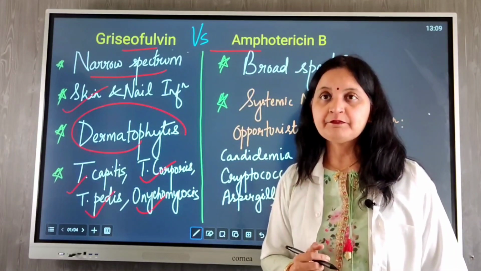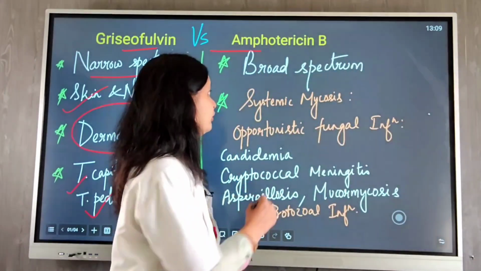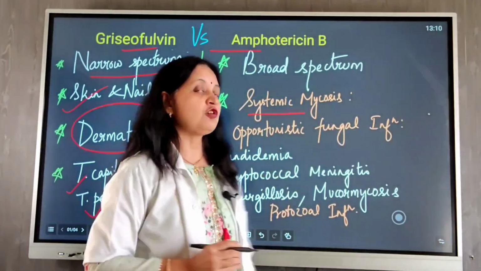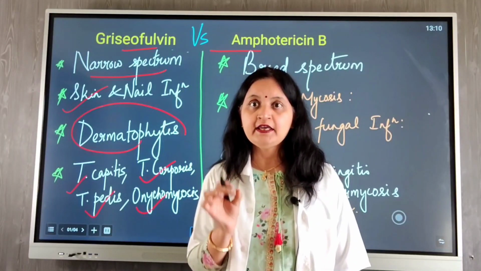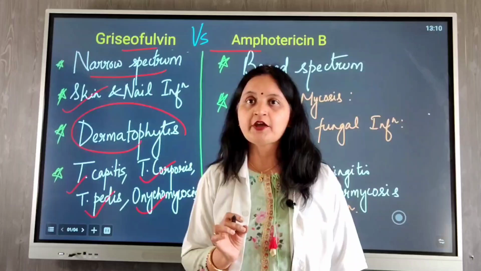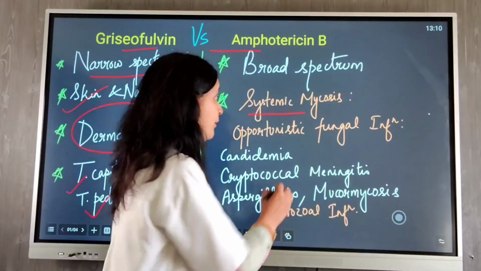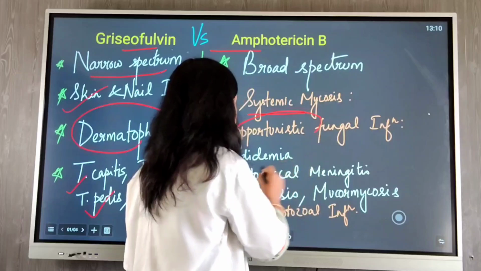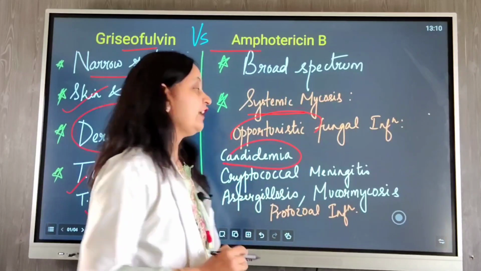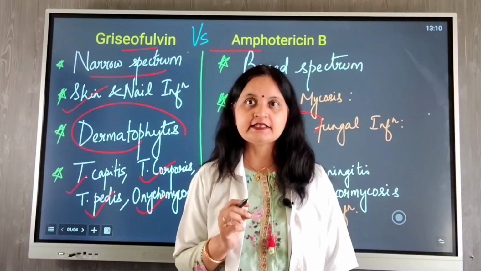Coming to Amphotericin B, it has a broader spectrum of action and it is used for treating systemic mycosis, which is caused by dimorphic fungi such as histoplasmosis, blastomycosis, coccidioidomycosis, sporotrichosis. It is also used for treating opportunistic fungal infections such as candida infections, candidemia or disseminated candidiasis.